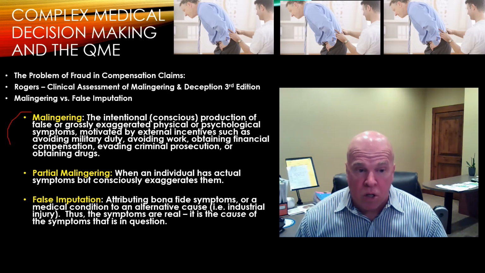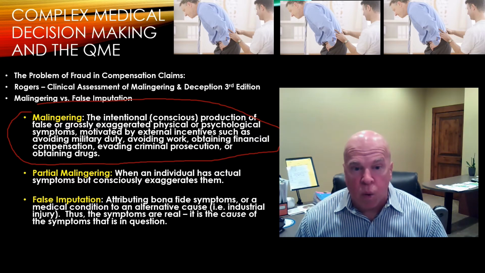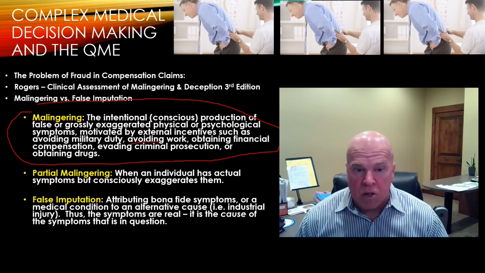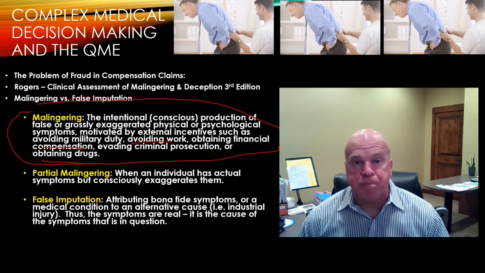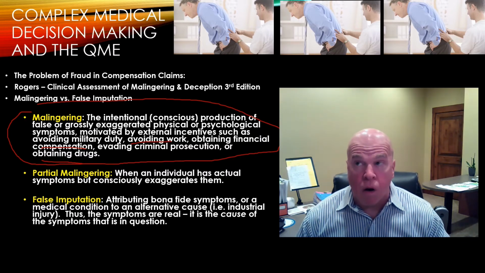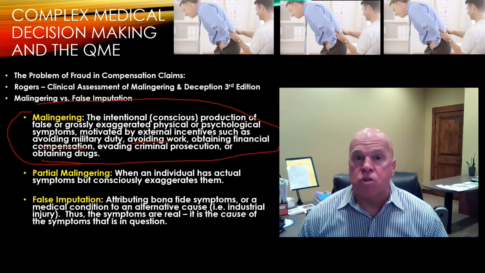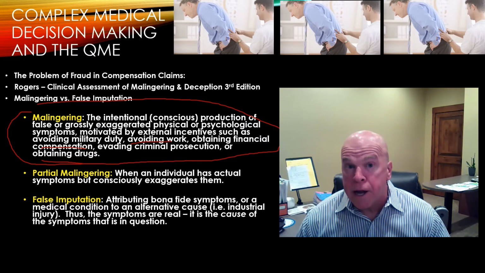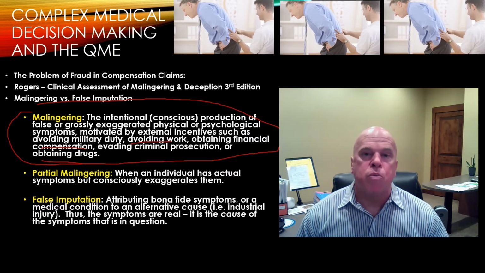I want you to notice how many of these external incentives are already present in the workers' compensation system, such as avoiding work, such as obtaining financial compensation, and such as possibly obtaining drugs. So many of these incentives are already present in the workers' compensation system, and this is a concern for the claims administrator. Now, probably more common than outright malingering is partial malingering.